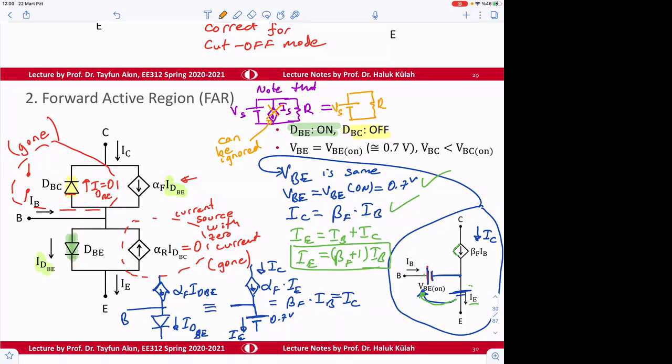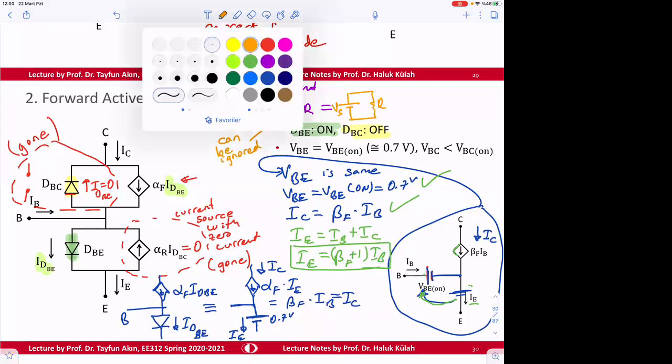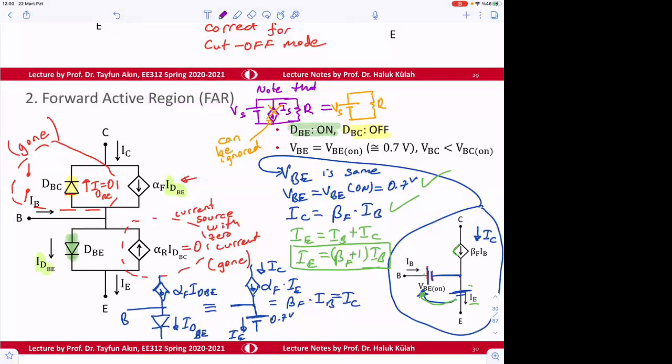V source. Similarly, if you have a current source and a voltage source, and you think that this is connected to a resistor, which one is dominant?